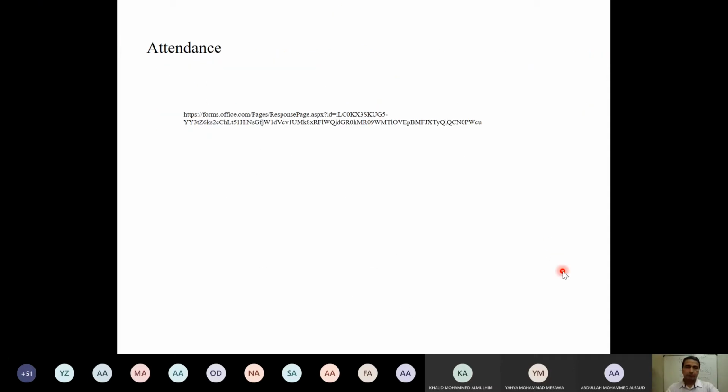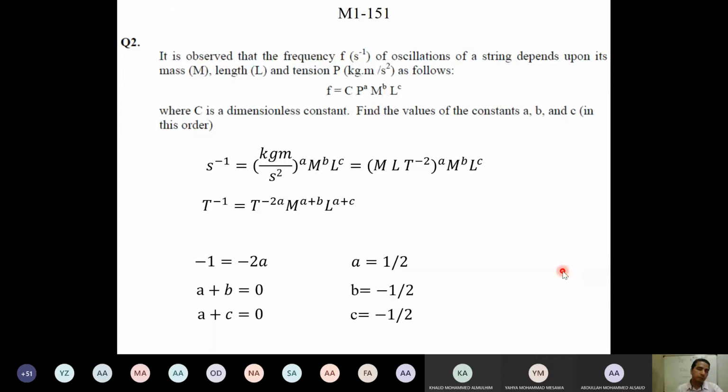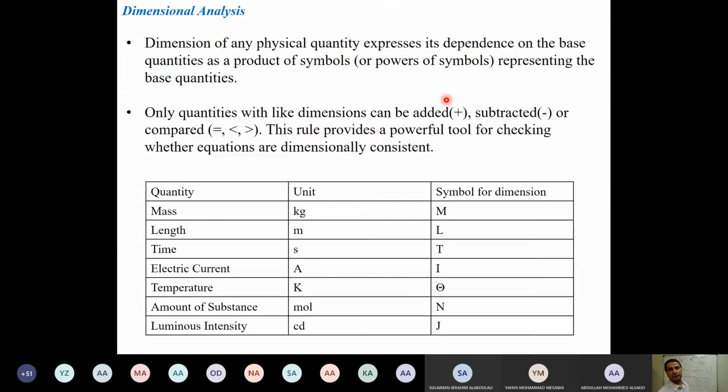I didn't understand why you wrote 1 over t squared. Yeah, because here in the dimension analysis, in this P, you have per second square, right? So therefore, if you go to the previous slide, you're seeing that the dimension for time, if we have a second unit, the dimension representation for that will be t. So that's why I did it.